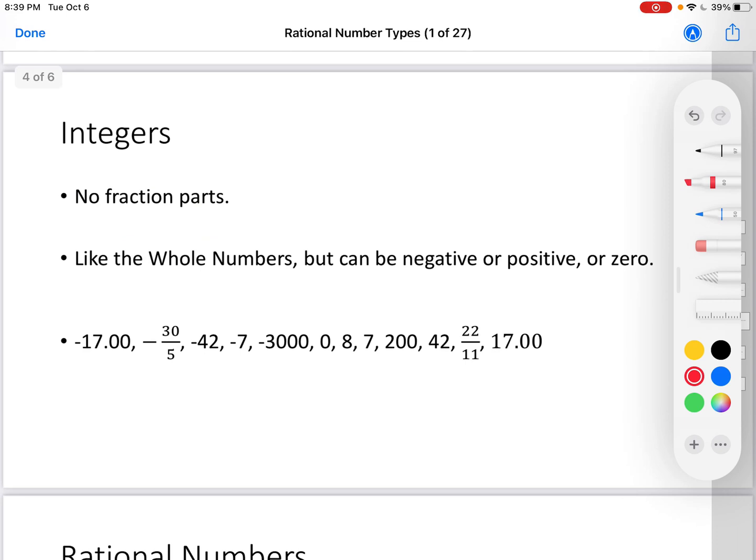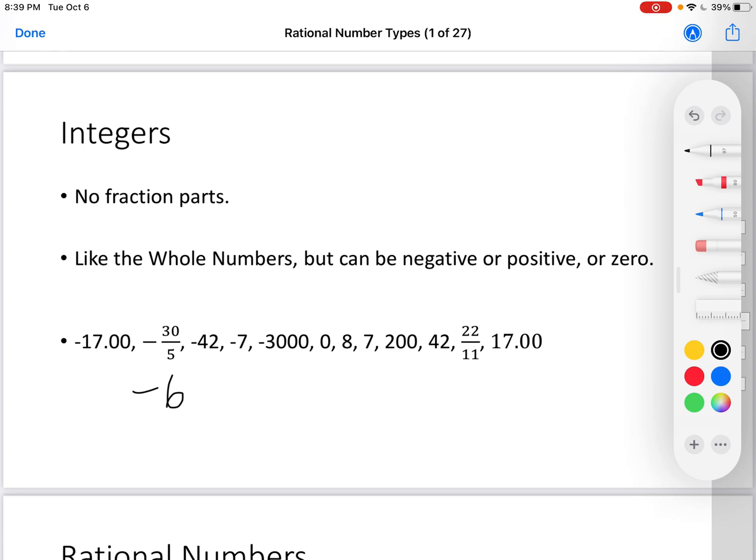Okay, next one. Integers, remember, doesn't matter if it's positive or negative or 0, but it has no fraction part. So they are exactly like the whole numbers, but they can also be negative. So negative 17.00. Negative 30 over 5 is negative 6. So that's a rational number, and also an integer, no fraction part.